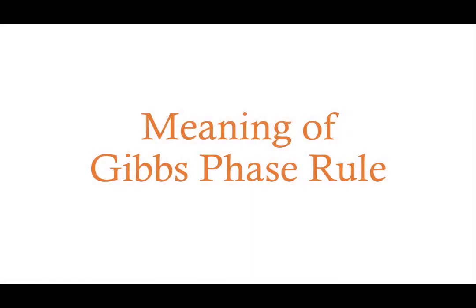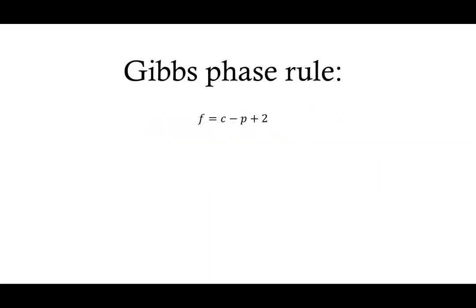In this video, we'll see what is the meaning of Gibbs phase rule. We'll apply Gibbs phase rule to different parts of a phase diagram and see what is the physical significance of it. This is the Gibbs phase rule we have derived in the last video. F equals C minus P plus 2.